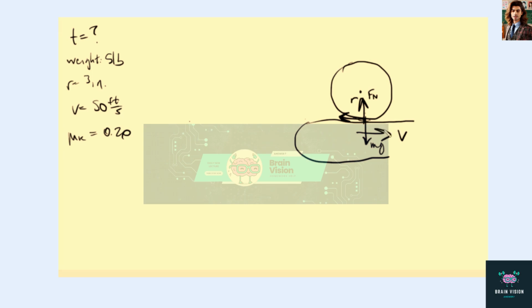We have this disc that has a weight of 5 pounds resting on a belt, and this belt is moving at a speed v. And due to the kinetic frictional force, it's exerting a force in the rightwards direction.